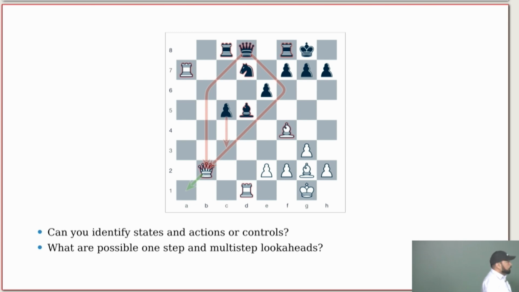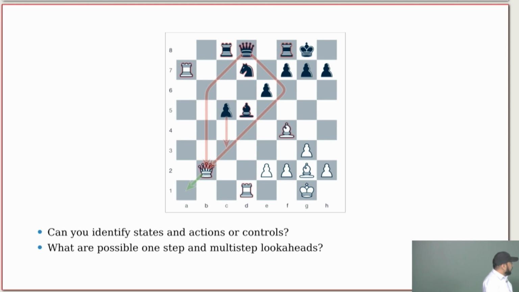And controls are what you will do next. In this case there are multiple pieces. Some pieces may not be able to move because they are constrained, but some pieces have freedom to move. So that will be your possible controls, and of course in this case controls are quite interesting, because pawns can move only straight, bishops can move diagonally, rooks can move horizontally or vertically, and the queen can move almost any way except a few. So multiple possibilities are there.